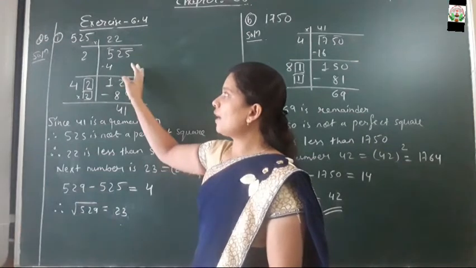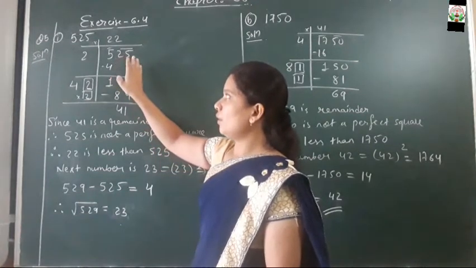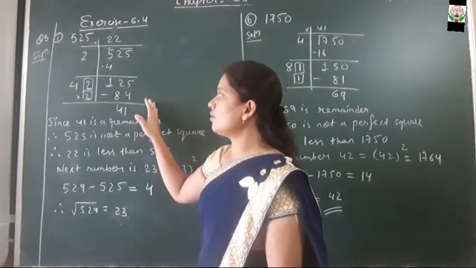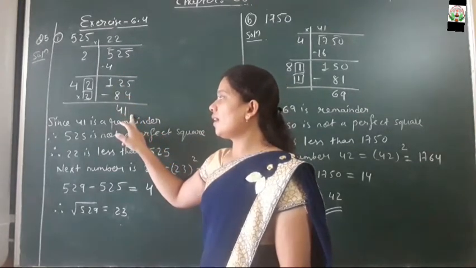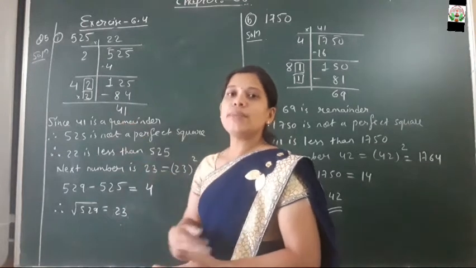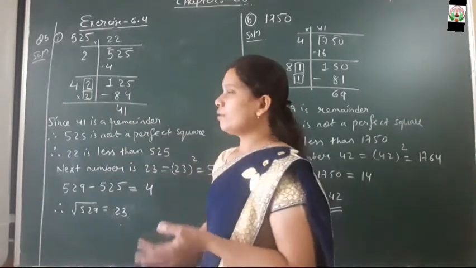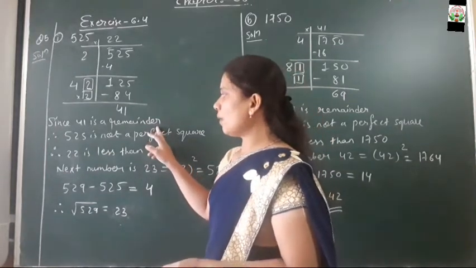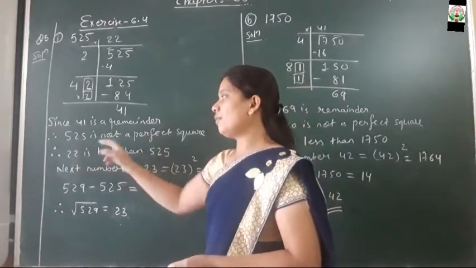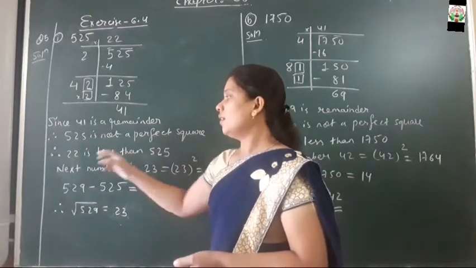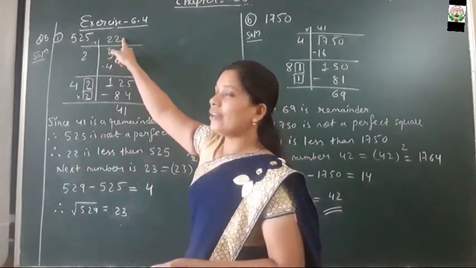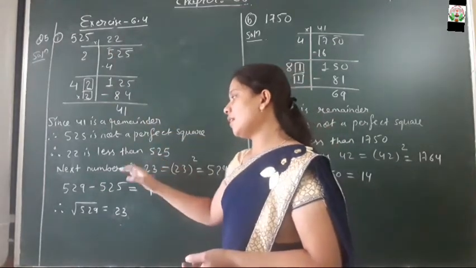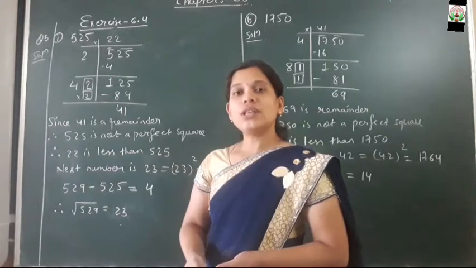Here we are going to find the square root of 525. We are going to solve by the long division method. As you can see, the remainder is 41. As the remainder is 41, that means 525 is not a perfect square, and the number 22, which we get as the quotient, is less than what is needed. So what number comes after 22?